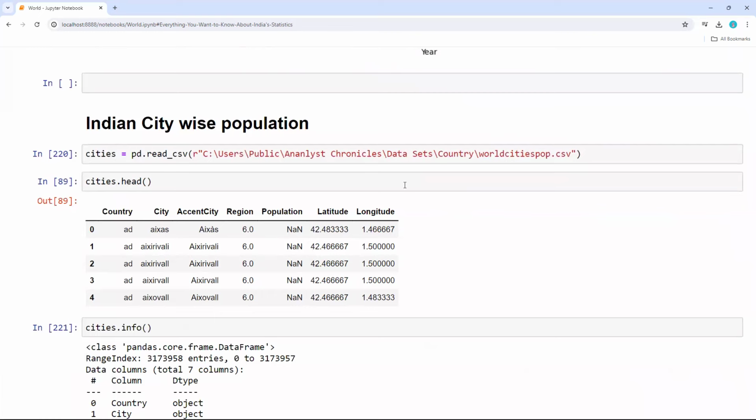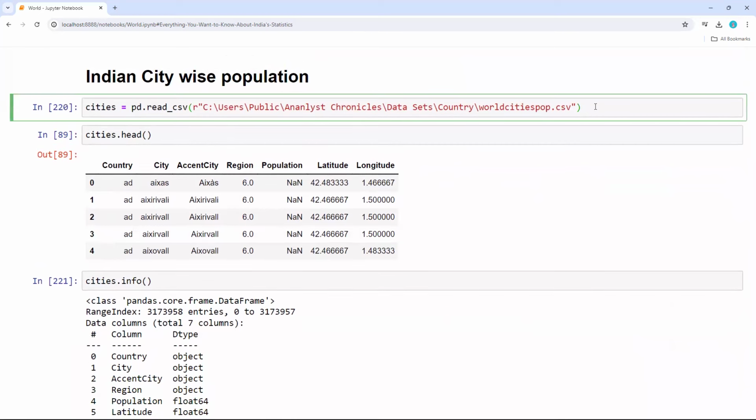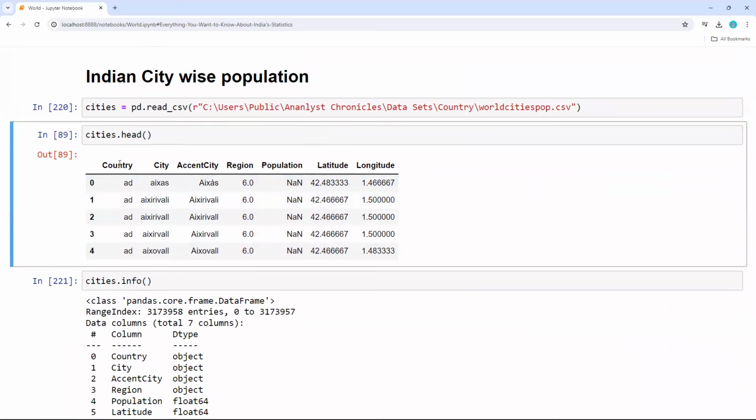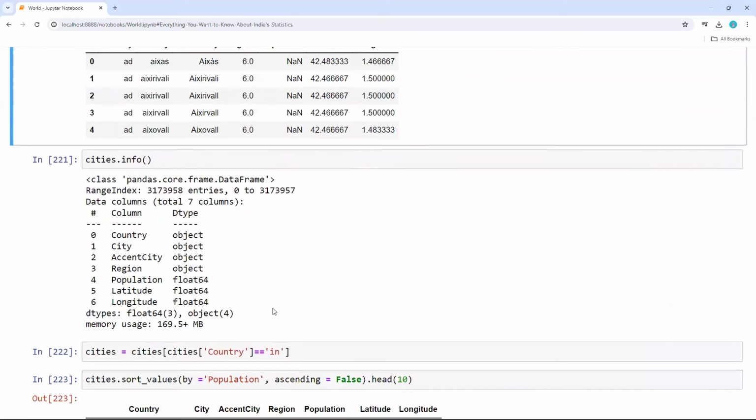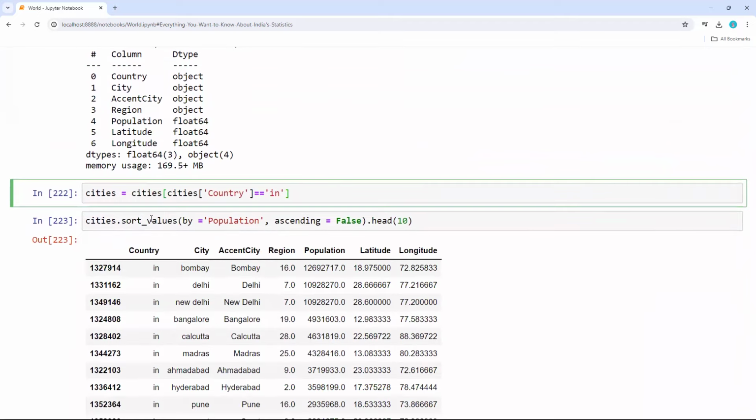So if I want to look at the city wise population, this is my data set, and this is how it looks like. This is the country name and the city name, and also the ancient city name, region, population, and the location. These are the coordinates, latitude and longitude. Okay, so I just wanted Indian cities. So I just sorted.